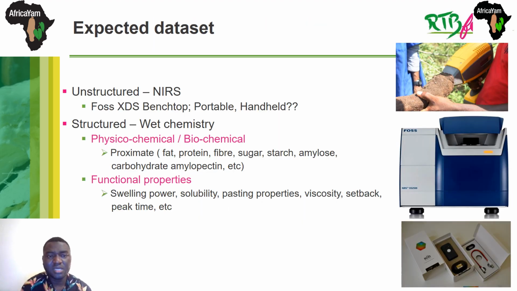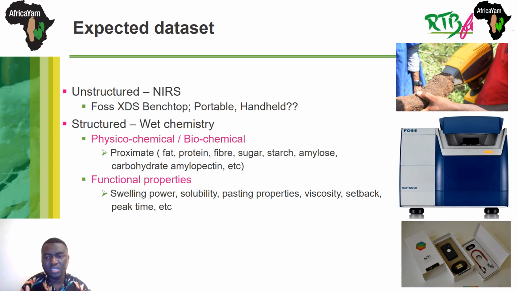Expected data set. We are looking at two kinds of data set, the unstructured and the structured data set. The unstructured will come from the NIRS, and the reason why I call this unstructured is because the different columns in the NIRS data cannot be ontology annotated. So we have to store each row of the NIRS data and each get mapped to the plot and the assertion. So we will be expecting data set from the benchtop NIRS. I wouldn't know if there will be data set coming from the portable and the handheld NIRS.